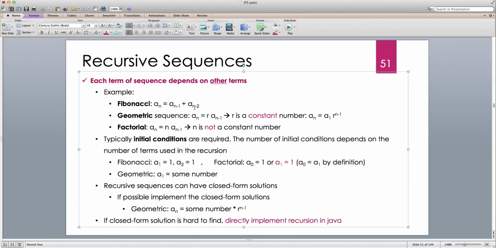And these recursive sequences can in fact have closed form solutions, and it's always best to calculate the sequence based on their closed form solutions. It's much easier to program it using recursion, but recursion is not always the best case, because in Java, you have the method stack, and then you go into the stack deeper and deeper, and then have to come back.